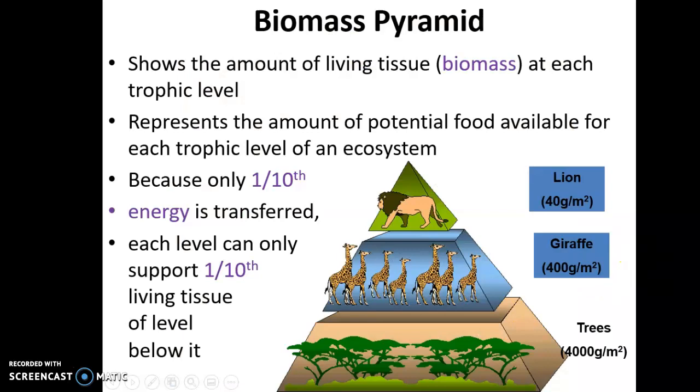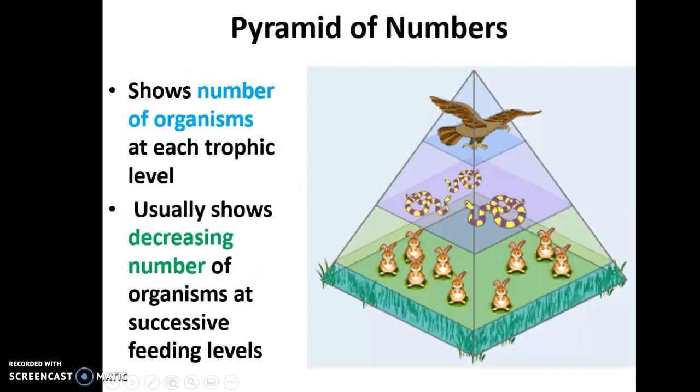Okay. A biomass pyramid shows how much living tissue is at each trophic level. It represents the amount of potential food available for each trophic level of an ecosystem. Because only 1/10 of the energy is transferred, each level can only support 1/10 of the living tissue of the level below it. So again, there's that 10% that moves on. The trees have 4,000, the giraffes 400, and the lion at 40.